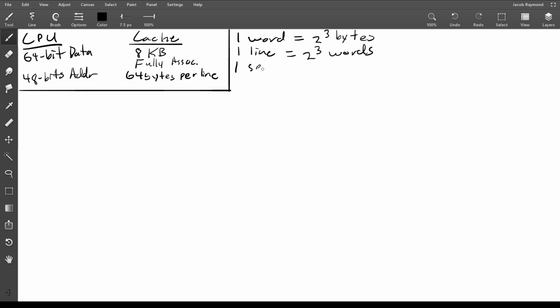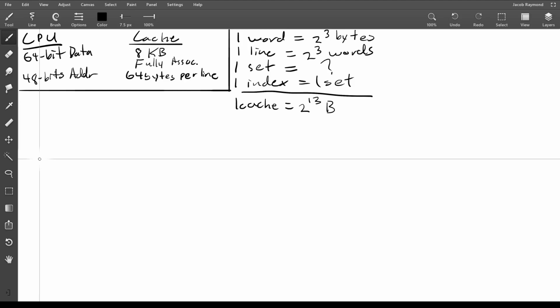Then we have one set is equal to some amount of lines. We're not actually really sure, but it includes basically all of the lines. And then we also have that one index. You might think this is a problem, but we'll see how it isn't, right? And then again, just convert our cache. So we have one cache is just 2 to the power of 3 for 8, 2 to the power of 10 for k, so that's 13 bytes.